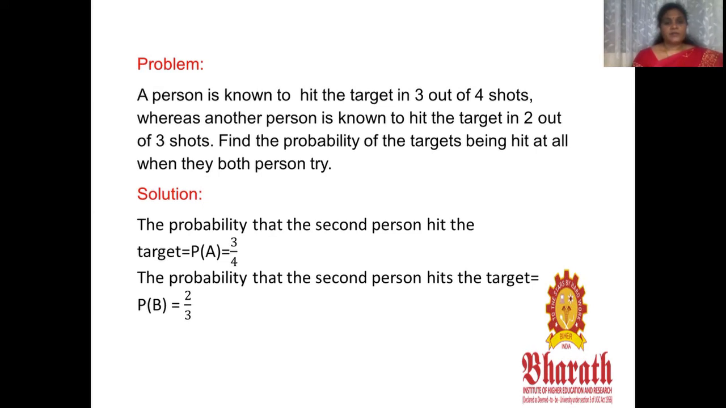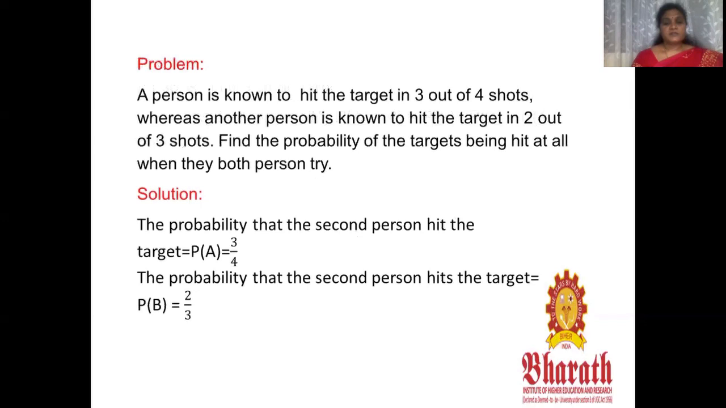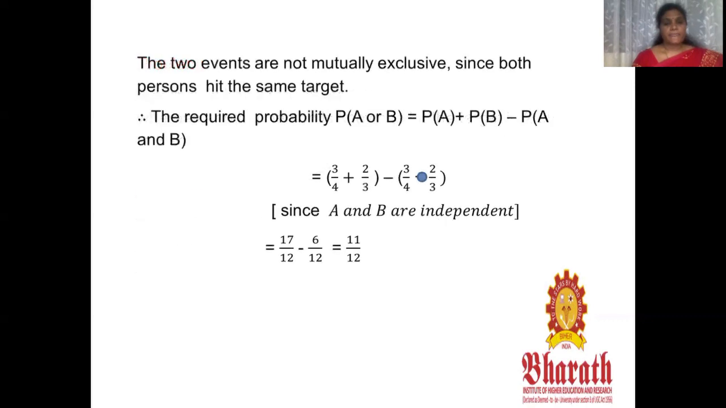The probability that the first person hits the target is P of A, which is equal to 3 by 4. The probability that the second person hits the target is denoted by P of B, which is equal to 2 by 3. The two events are not mutually exclusive since both persons hit the same target.